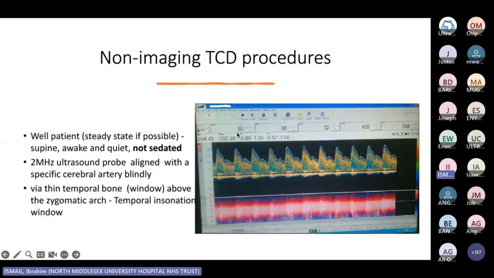I would usually start with a depth of 40 millimeters, and then as I interrogate the vessel, I increase the depth by 2 millimeters to understand the location in which I'm interrogating, along with the gain, the sample volume, and the power with regards to the ultrasound beam. You can't always have a thin temporal bone, so it's ideal that you interrogate the temporal region first before going anywhere else.